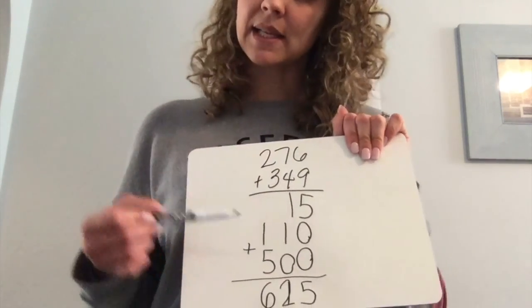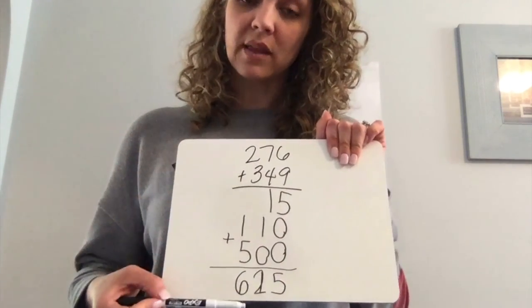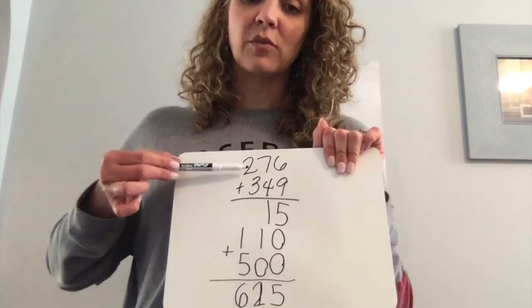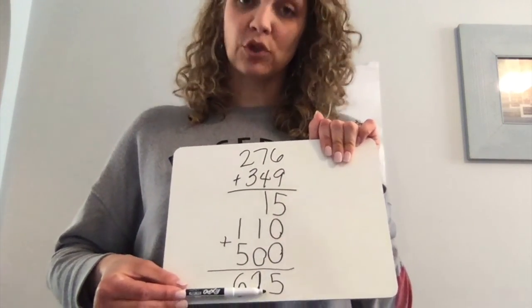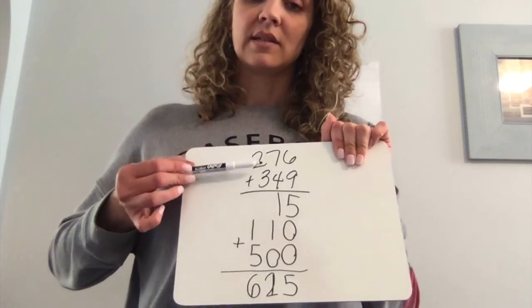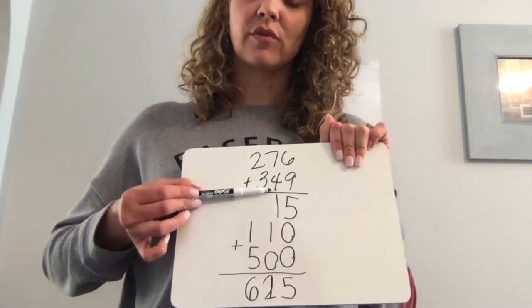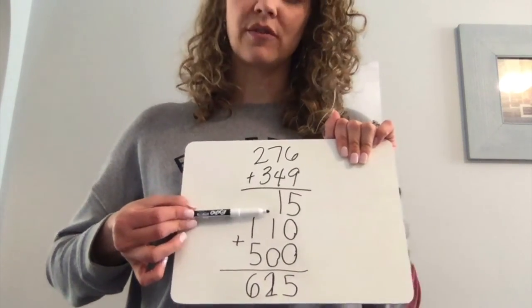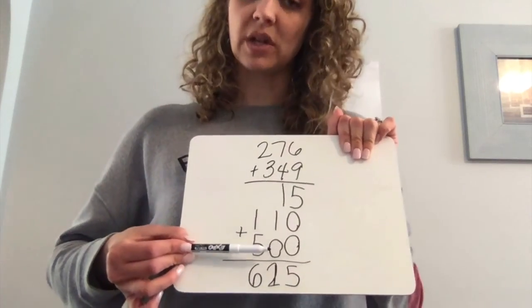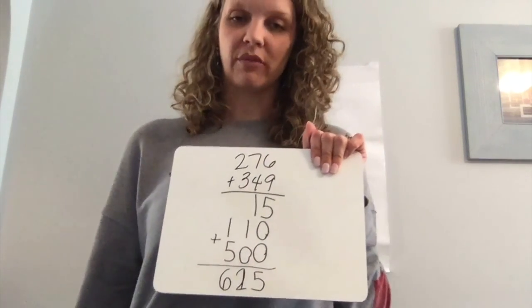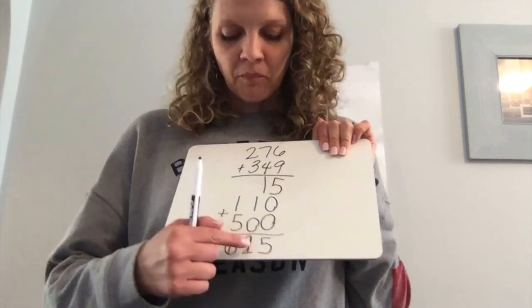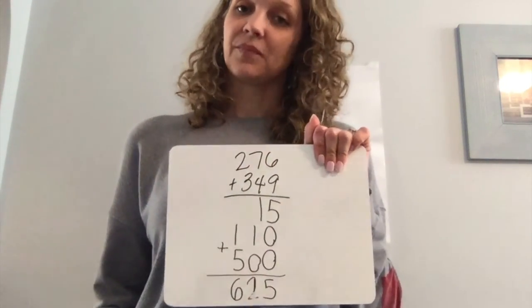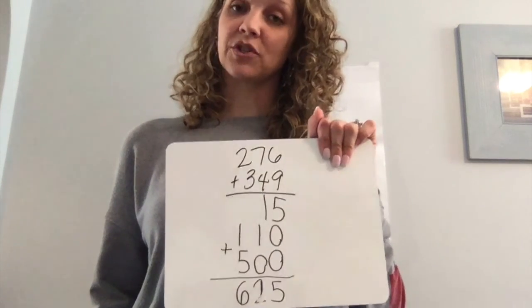This is not a misuse of the equal sign when you do it like this, because the fact of the matter is 276 plus 349 is 625. So it's like saying 276 plus 349 equals 115 plus 110 plus 500 equals 625. So that's just my side note. But there is partial sums.